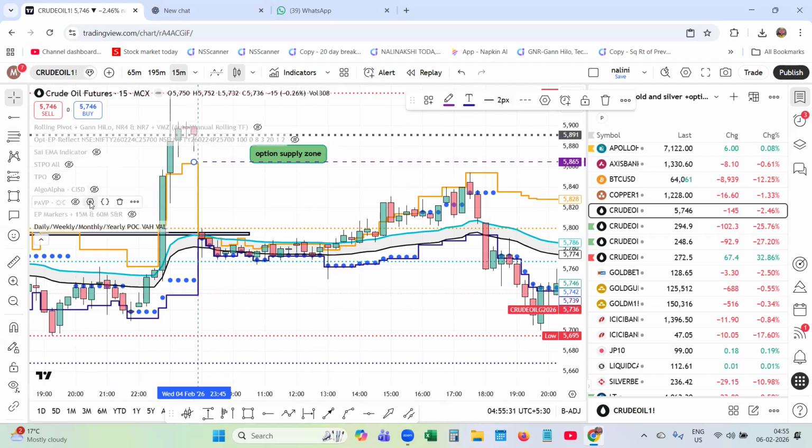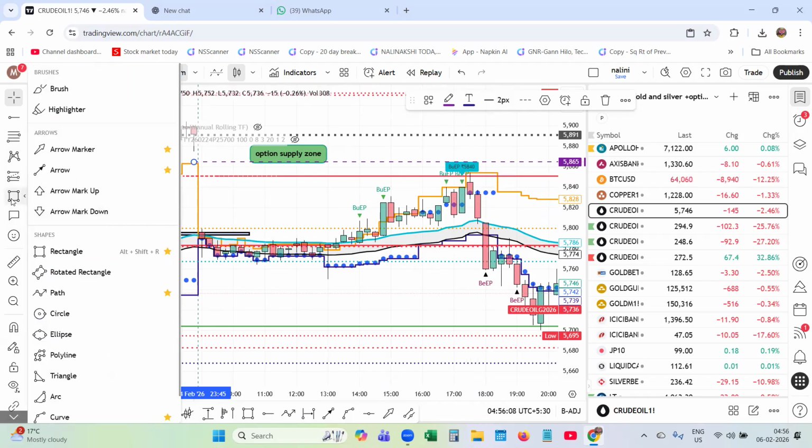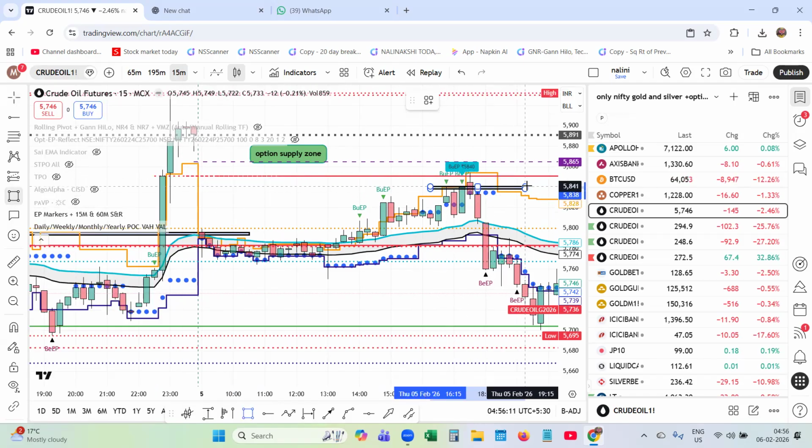If I enable the EP markers here, you can see a bullish EP forming at the top, but the price is not expanding over here. You can see how much the price has moved after this. From this bullish EP to this bullish EP, the price has not moved much, and price started stalling over here.